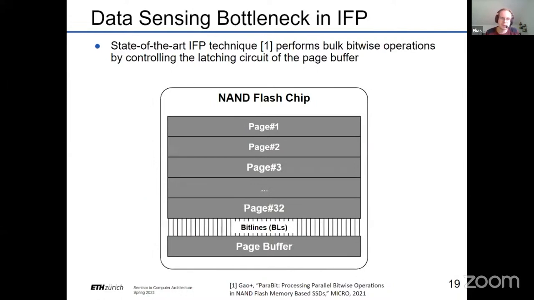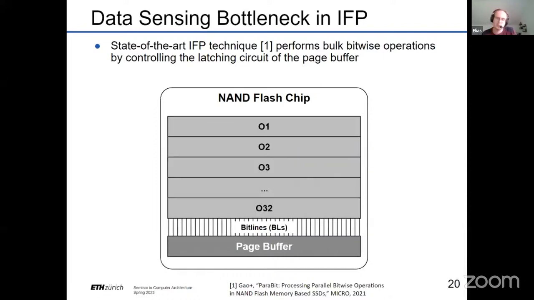Now we have to talk a bit about the state-of-the-art in-flash processing techniques and how they perform their bulk bitwise operations. First, in every page, there's a single operand. And then with a sensing operation, such an operand is loaded into the page buffer. Now the trick is, while keeping the operand in the page buffer and cleverly controlling the latching circuit, you can load a second operand such that they form an AND operation. And now you can do that multiple times sequentially, such that you can accumulate your result into the page buffer, and then you only have to write out the result.